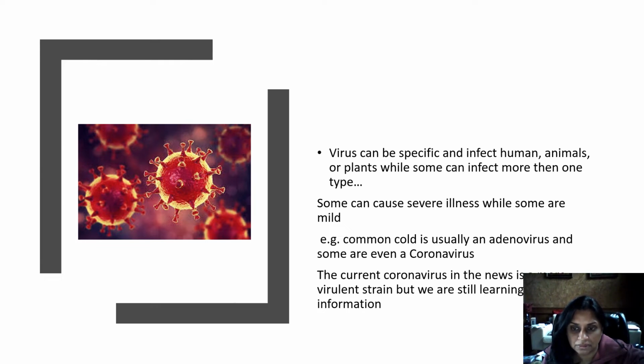Now, some viruses can cause a very severe illness while some are mild. An example of a severe illness is the Ebola virus, which has a high mortality and fatality rate. Whereas the common cold, such as an adenovirus, is usually mild and may cause symptoms for a week or two. And in the case of coronavirus, this can also be a mild form of cold. However, the current coronavirus that's in the news is a more virulent strain. And because we don't know enough about it, there's concern about how contagious it may be and how widespread it might become.